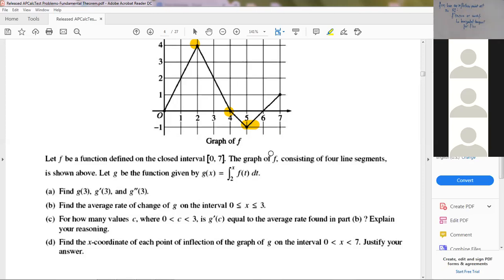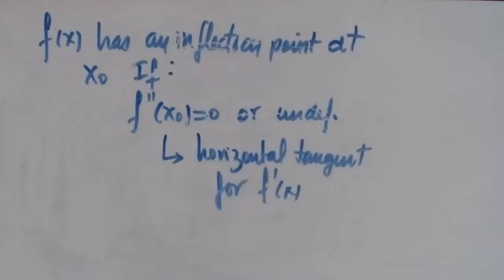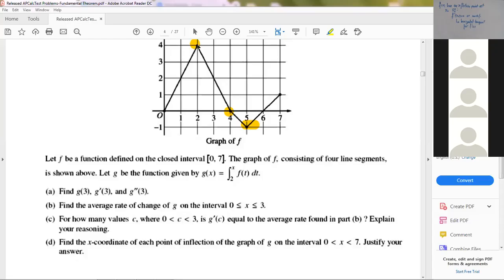How many? 3. Following the definition, this F prime is undefined. So undefined means you have a peak. So I have 3 peaks. If I check this one, I have 1 peak, 2 peaks, 3 peaks. So it's undefined here, here, and here. So I have 1, 2, 3, right? Inflection points, correct? So how do you explain that?